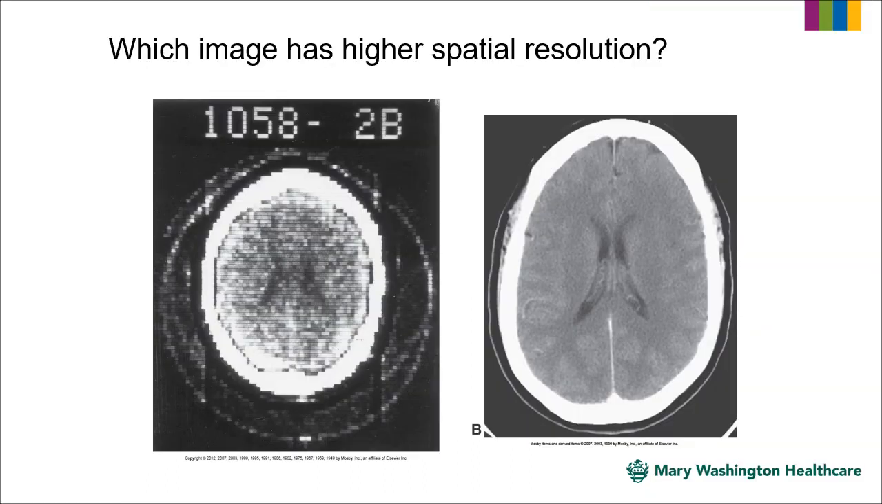So which image has higher spatial resolution? Hopefully you picked the one on the right, image B. Image A was taken with a system from back in the 1970s, with an 81 by 81 matrix, so a very small matrix size. And the one on the right is a 1024 by 1024 matrix size. So the larger the matrix size, the higher the spatial resolution.